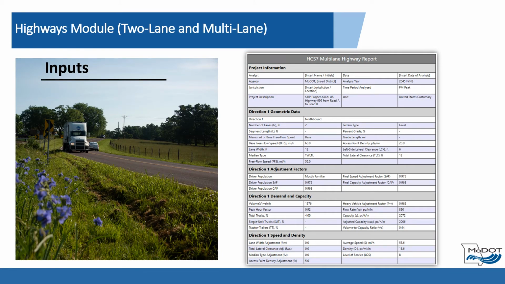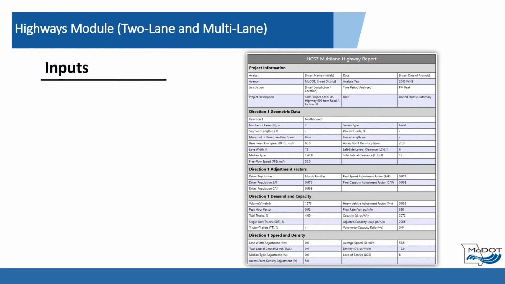The highway module works for 2-lane and multi-lane highways. HCS highway analysis applies to uninterrupted flow segments of highway that are more than 2 miles from the nearest point of fixed operations. The highway analysis facility types are 2-lane, meaning 1 lane in each direction and typically rural, and multi-lane, meaning 2 to 3 lanes in each direction.